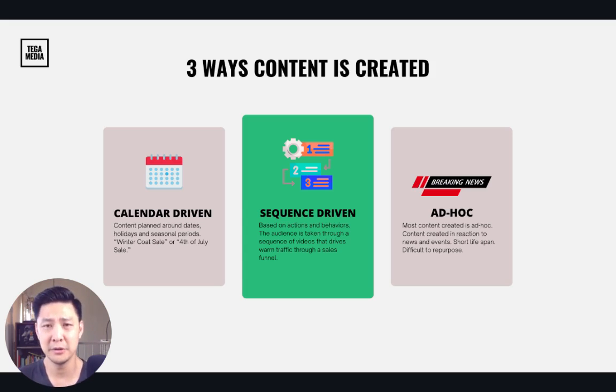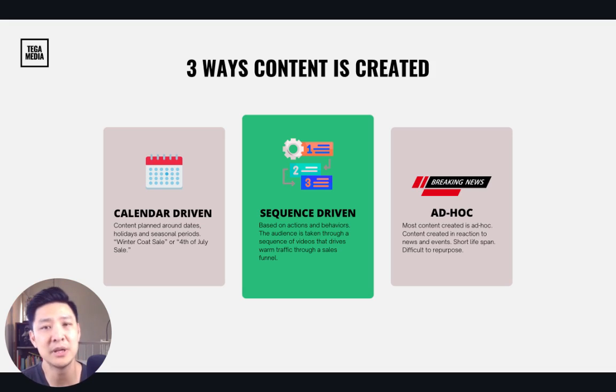Now, the problem with those 2 types of content, not that they're bad, but they're limited because they're tied to time. And so, for example, a 4th of July sale, which is calendar-driven content, you can't use a 4th of July post in the winter. It's not going to work. Or, if news happened in the fall, you're not going to be able to use that content in the springtime. So they're limited in that nature.